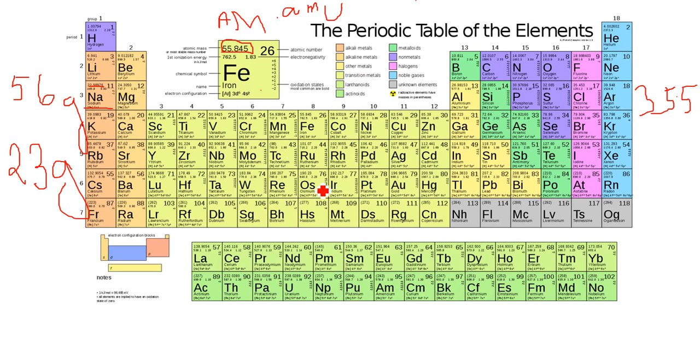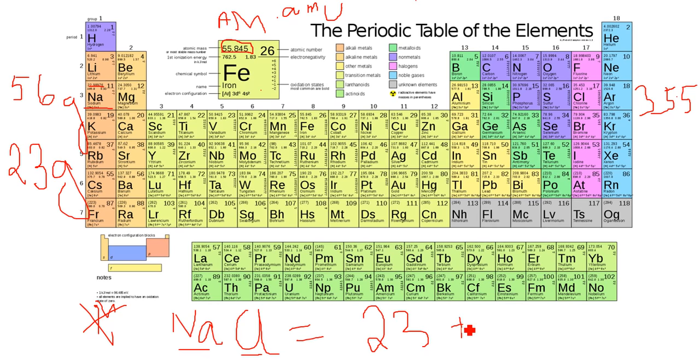Now, what if I ask you for the molar mass of a compound? Okay, a compound, NaCl. How are you going to find the molar mass of NaCl? Very simple. You need the molar mass of Na and you need the molar mass of Cl, both of which we have from the periodic table. You've got molar mass of sodium, which is 23, plus the molar mass of chlorine, which is 35.5, which would give you in the end 58.5 grams.